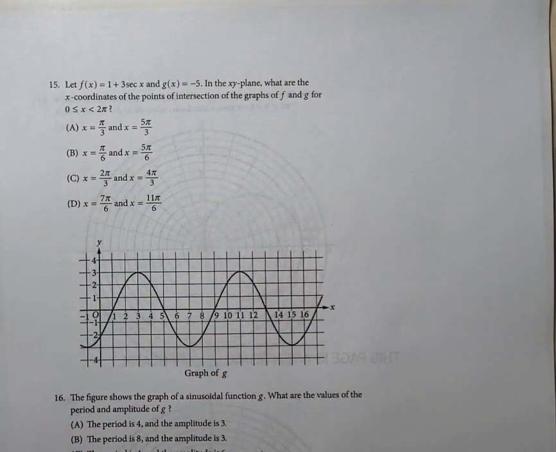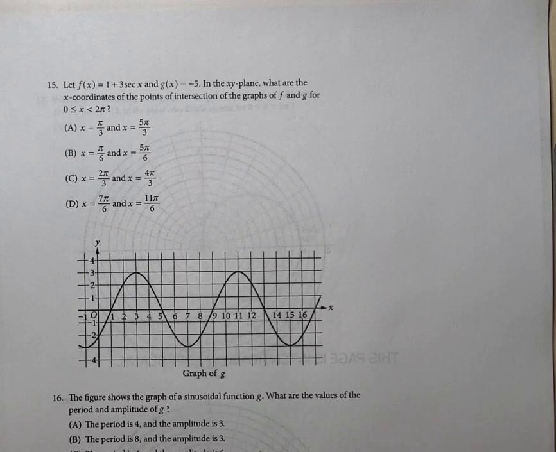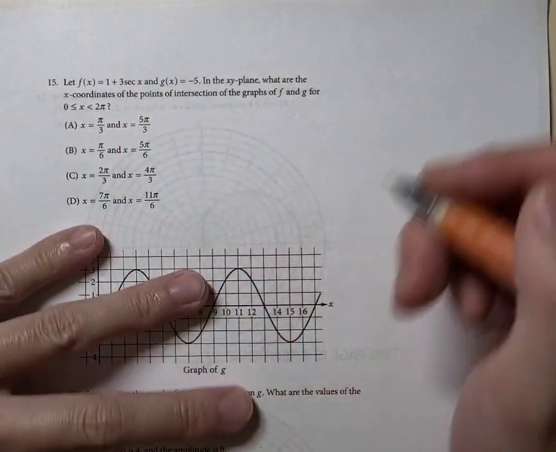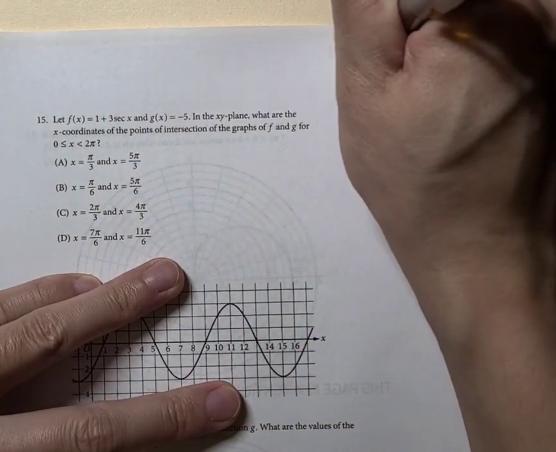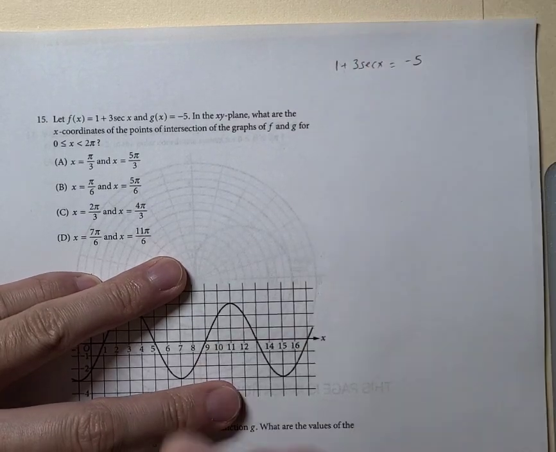Let f of x equal 1 plus 3 secant x, and g of x is negative 5. In the xy plane, what are the x-coordinates of the points of intersection of f and g for x between 0 and 2 pi? Okay, so points of intersection, we just set them equal to each other. So 1 plus 3 secant x is negative 5.